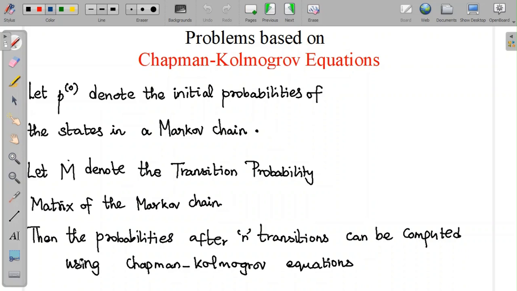Throughout this video lesson, we'll denote P superscript 0 as P naught, which denotes the initial probabilities of the various states in the Markov chain, and we'll denote the transition probability matrix by M. So when we know information about these two, P naught and M, the probabilities that the system is in a particular state after n time steps, or after n transitions, can be calculated by using Chapman Kolmogorov equations.